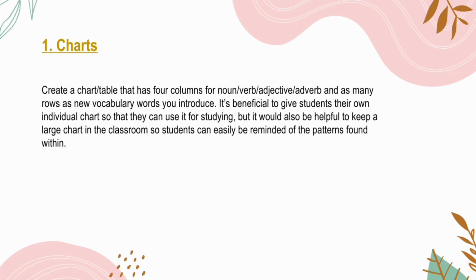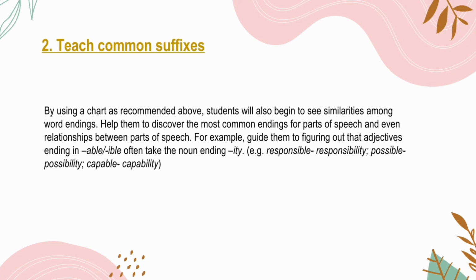Second, teach common suffixes. By using a chart as recommended above, students will also begin to see similarities among word endings. Help them to discover the most common endings for parts of speech and even relationships between parts of speech. For example, guide them to figure out that adjectives ending in -able often take the noun ending -ity: responsibility, possibility, capability.